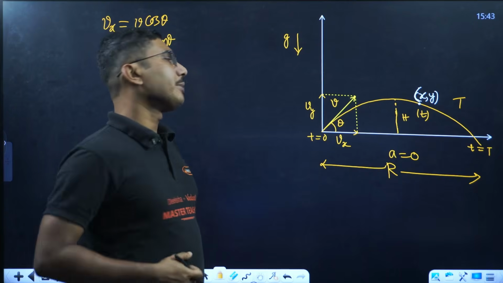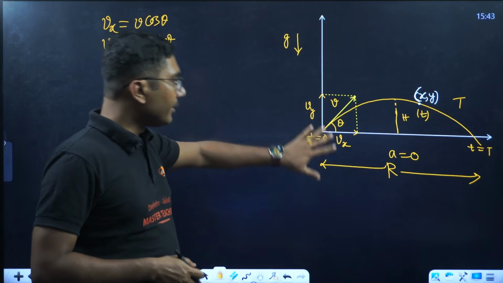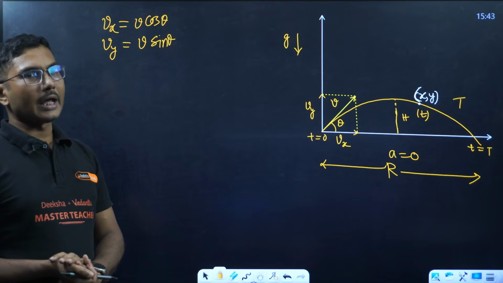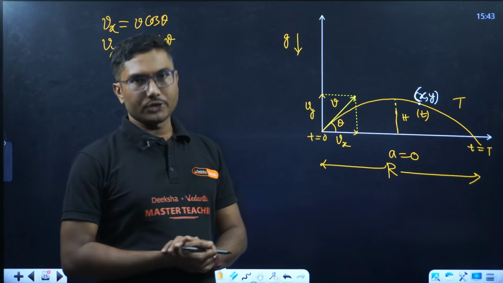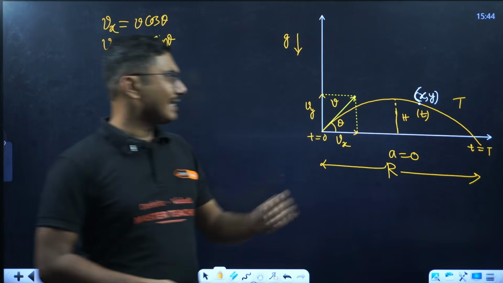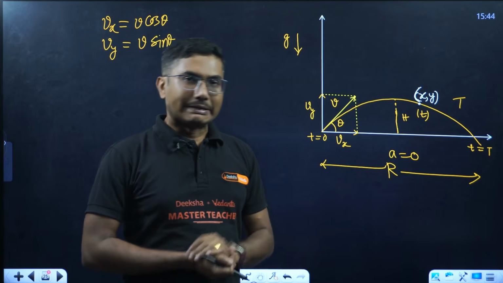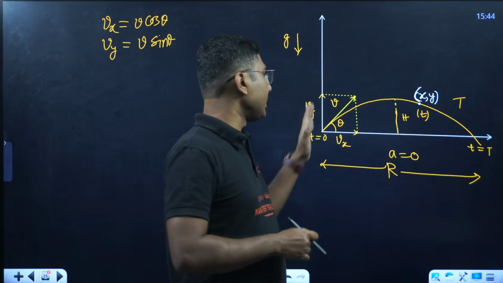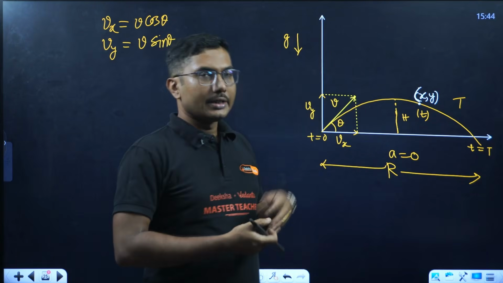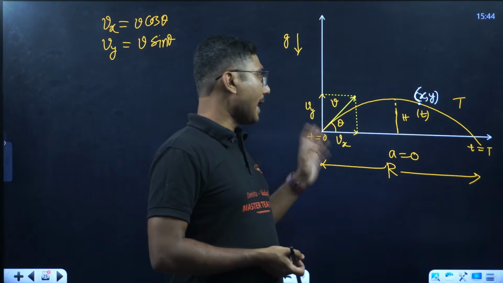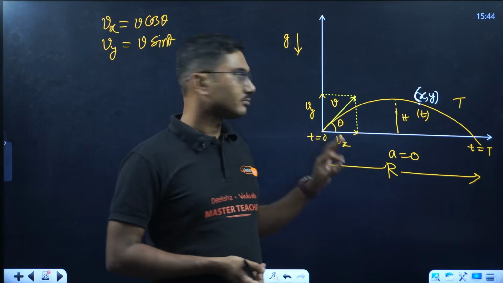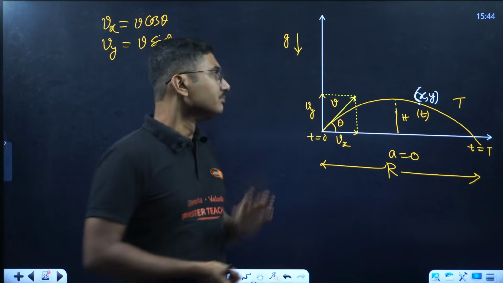Now one very important point: as I mentioned, why do we resolve it into two components? So that we can apply equations of motion on these two motions independently, which is very important. They are not dependent on each other except for this time t. This time t is the only common thing between x motion and y motion, because they are part of the same object, same velocity, divided into two components. They are linked only through time, that's it. They are not linked through anything else.